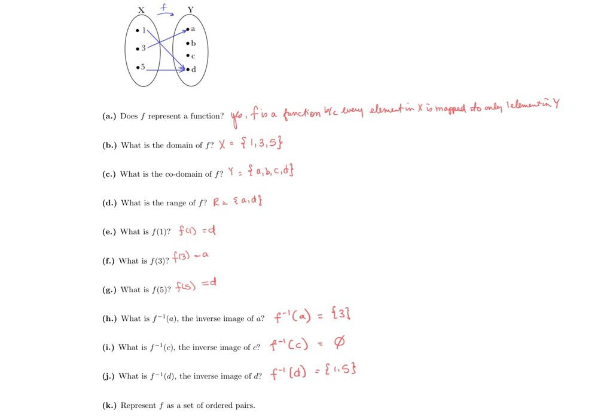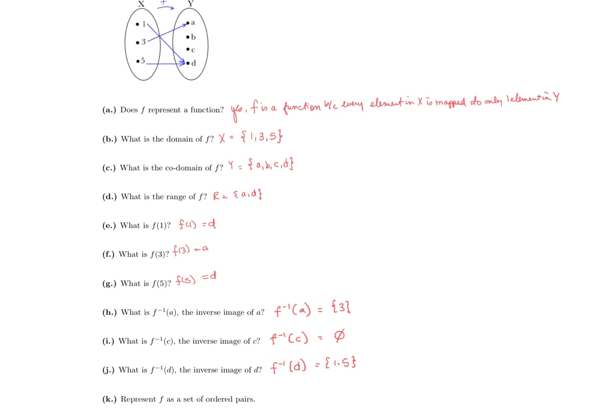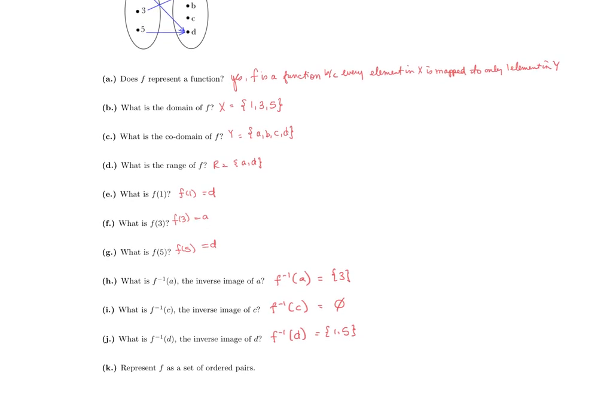So if we wanted to, we can represent this function as a set of ordered pairs. And if we did that, our set would look like the ordered pair (1, D), comma, the ordered pair (3, A), comma, the ordered pair (5, D).